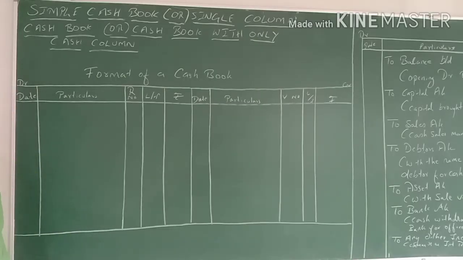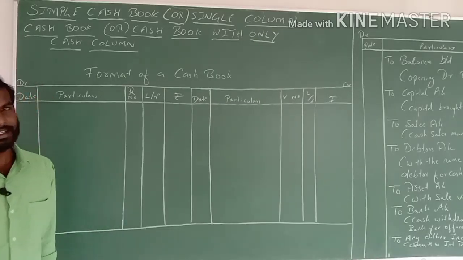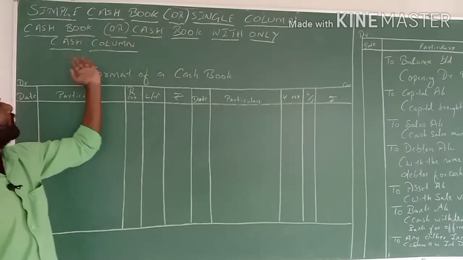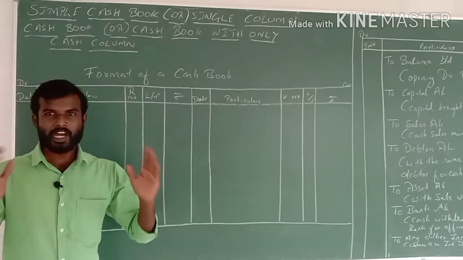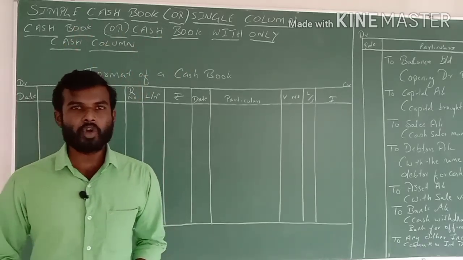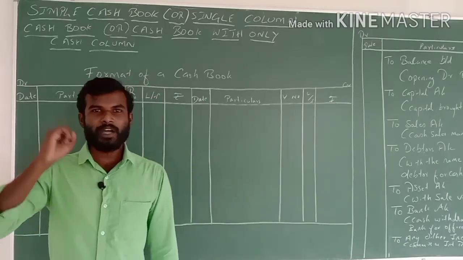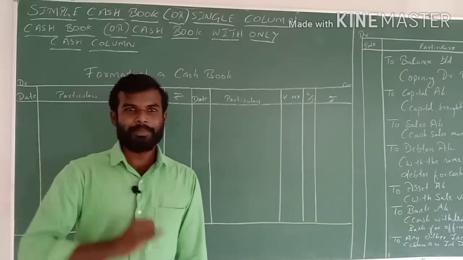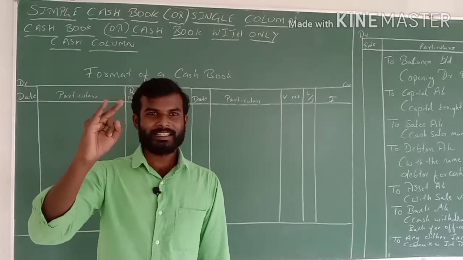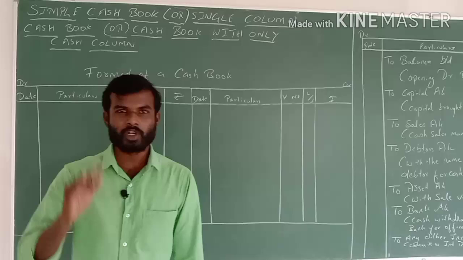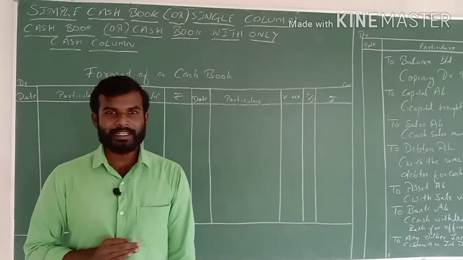Dear students, today we are going to discuss the simple cash book, or single column cash book, or cash book with only the cash column. In the last class, we discussed the types of cash book. We have three types: the simple cash book, the two column or double column cash book, or bank column cash book, and lastly the petty cash book.